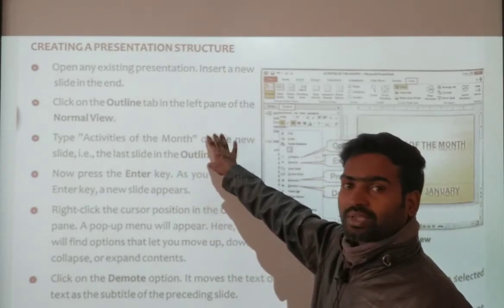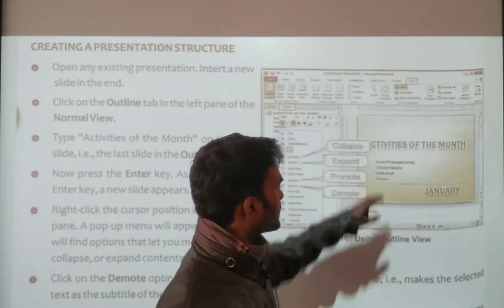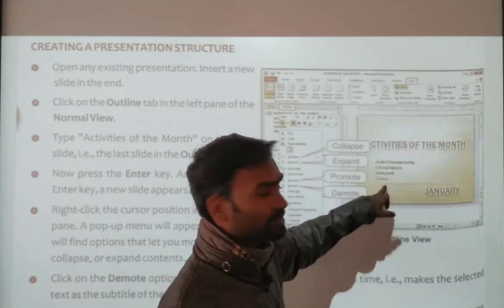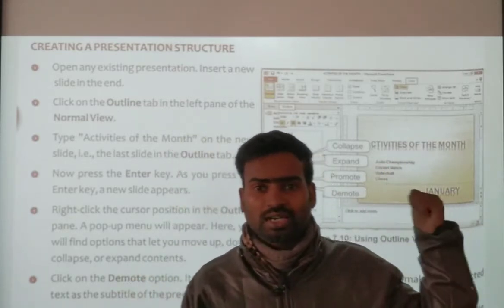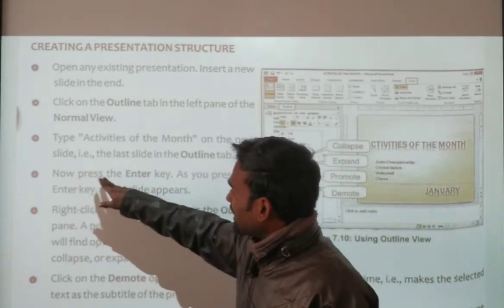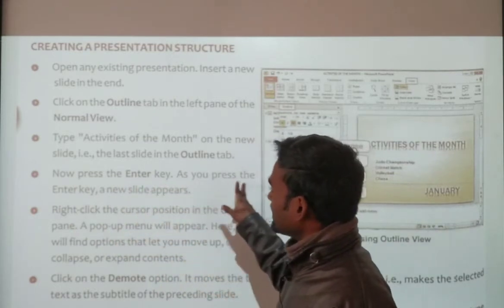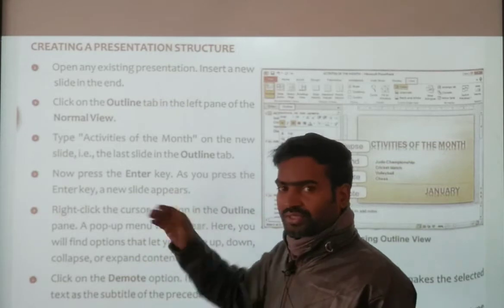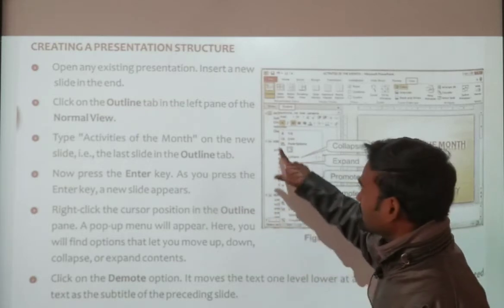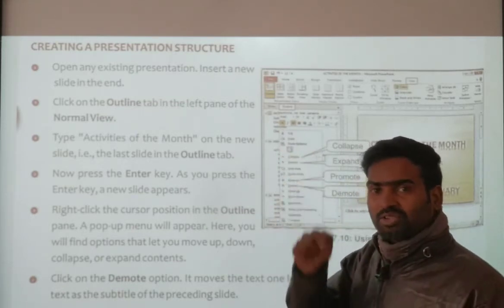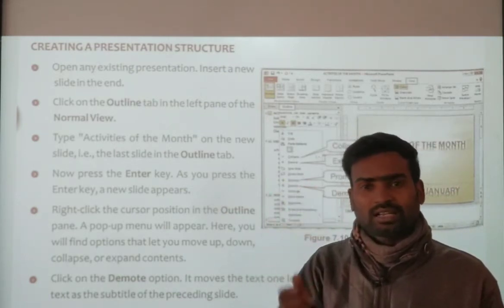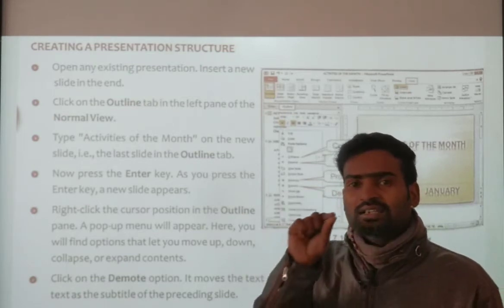Whatever new slide we have added, there we type like this: activities of the month. We have to type judo championship, cricket match, volleyball match, chess match, which we have done already in one class. Remember it. Now press the enter key. As you press the enter key, a new slide appears. Select one slide and then press enter, and it will add a new slide automatically. We don't need to go to the home tab and add a new slide. Just pressing enter, a new slide will appear.